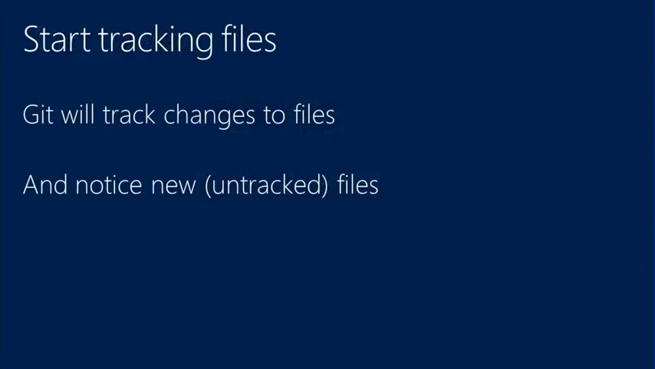So now we have a Git repository. We want to start tracking the files, tracking the changes that are being made to these files. Git will do this for us. Now that we've created a Git repo, it will do this. And it'll even notice that there are new files that it didn't know about, it wasn't tracking, and it will tell us about those too.